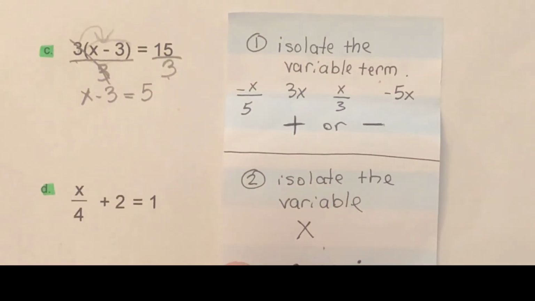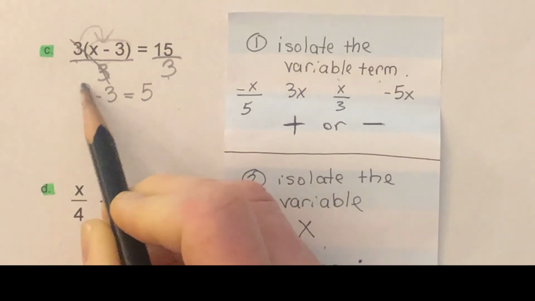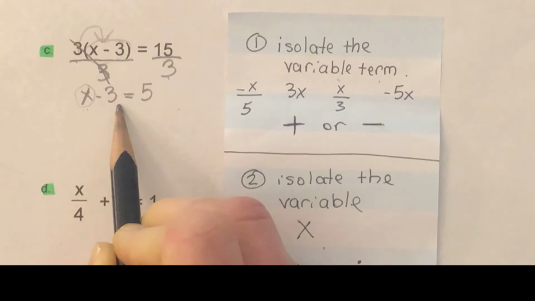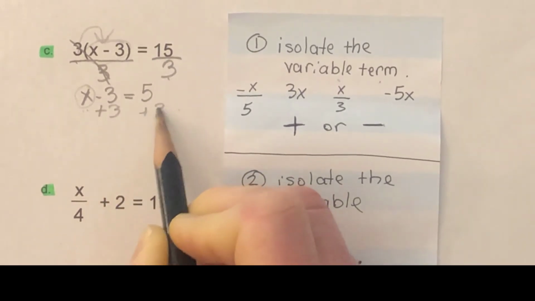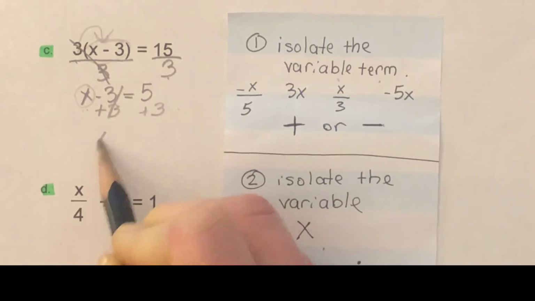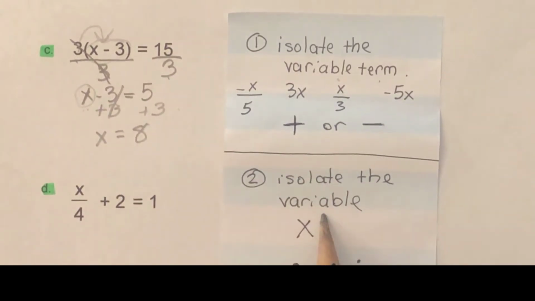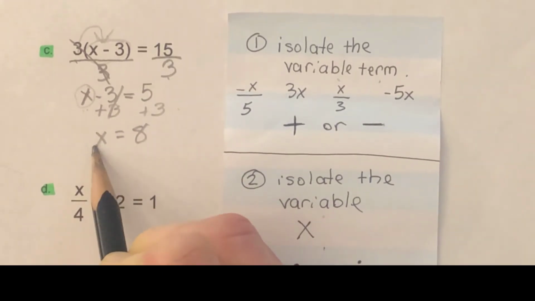Now, I need to isolate the variable term. In order to do that, I've got to get rid of the minus 3. So I will add 3 to both sides. That cancels out, and I'm left with 8. I didn't have to isolate the variable because the variable was already isolated. There was no coefficient.